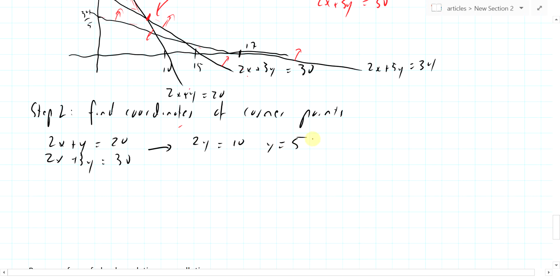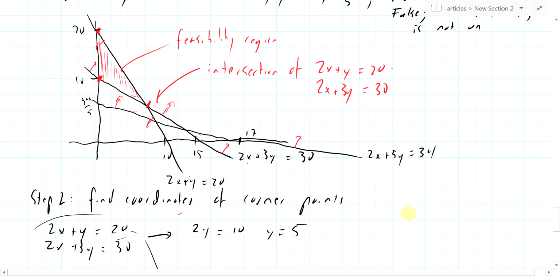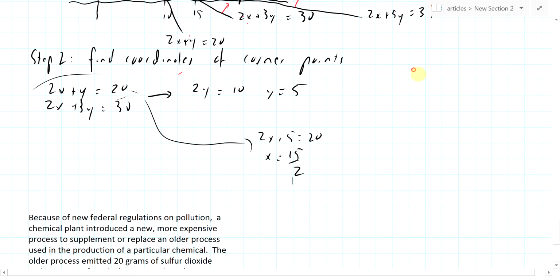And then if we plug y equals 5 back into here, say, we get 2x plus 5 equals 20, or x equals 15 over 2. And so that tells us what our three corner points are.